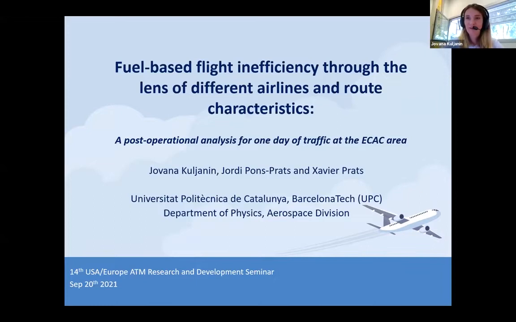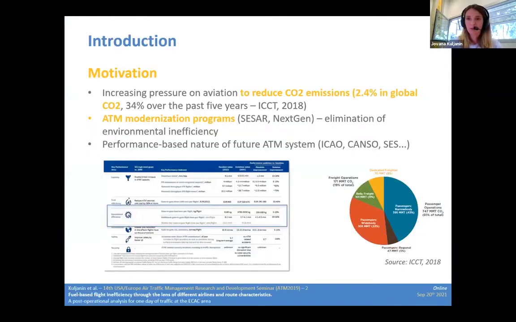So I just said that it's my great pleasure to be together with you. And I would like at the beginning of this presentation to thank my colleagues, Jordi Pons-Prats and Xavier Prats, who are the co-authors of this paper. And the title of the paper is Fuel-Based Flight Inefficiency Through the Lens of Different Airlines and Route Characteristics. Post-operational analysis for 1 day of traffic at the ECAC level.